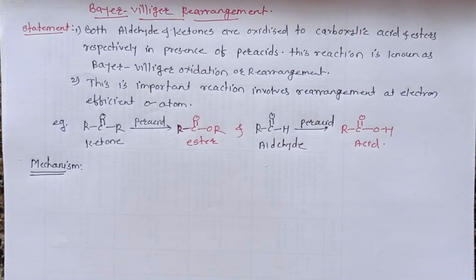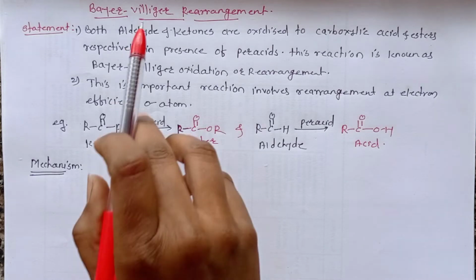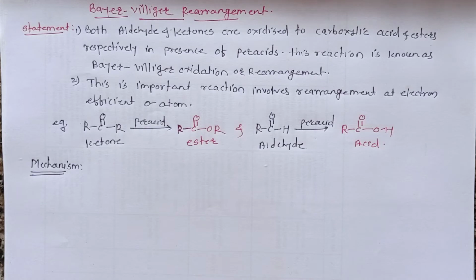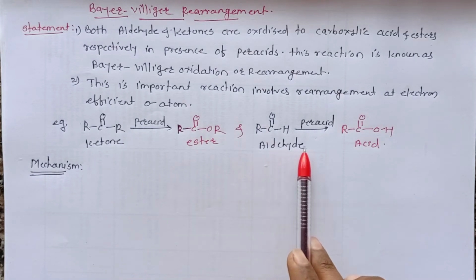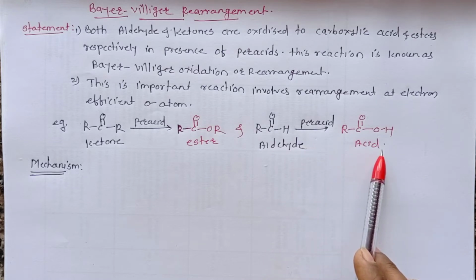Today, we are going to discuss our next rearrangement, that is the Baeyer-Villiger rearrangement. In that rearrangement, we have to use aldehyde and ketones in presence of per acid. Then, formation of the ester or acid. So, we have to use ketone, then formation of ester, and then we have to take the starting compound, that is an aldehyde, then formation of acid.